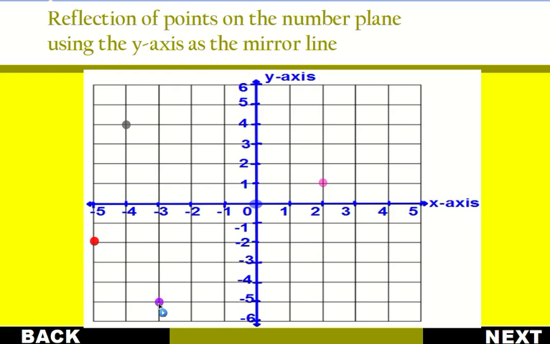We also have another point here. If it is reflected on the y-axis, where will the image point be located? The point is 3 units away from the mirror line. So you count 3 units in the opposite direction. So we have 1, 2, 3. So this is where the image point can be located. I trust you get it.